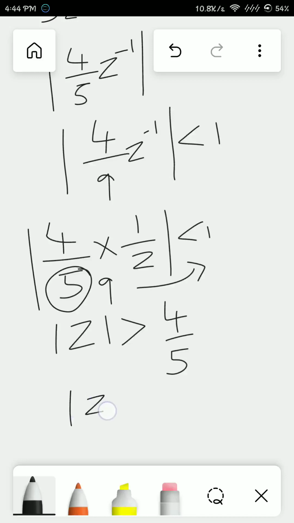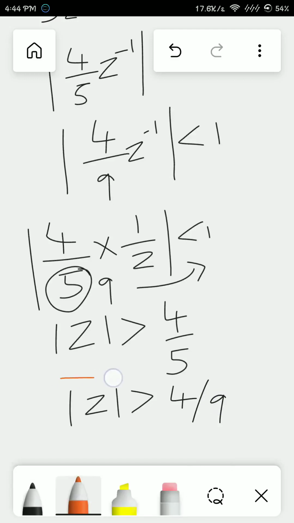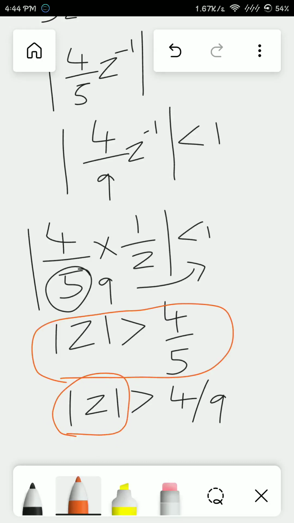So here you're going to get Z inverse is greater than 4 by 9, and I can say that my ROC, that is region of convergence, is this. That is, Z modulus is greater than 4 by 5. This is Z modulus. Please remember, it is Z modulus which is greater than 4 by 5, and Z modulus is greater than 4 by 9. We got it, and we got to know that the ROC is this particular one.